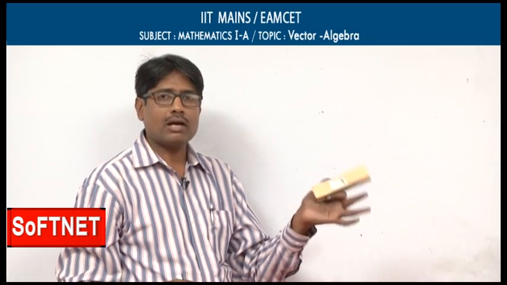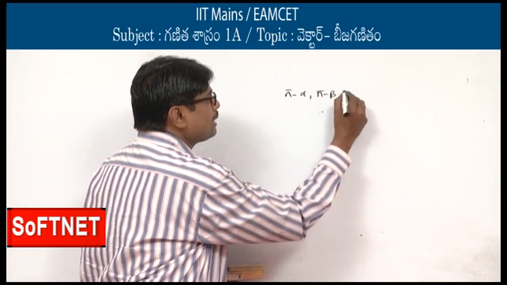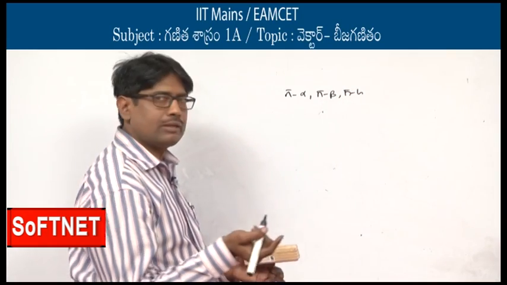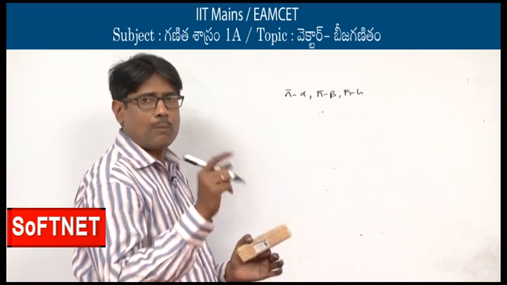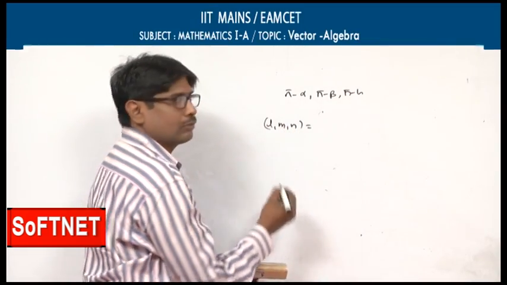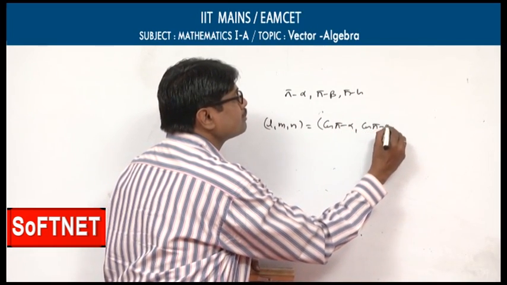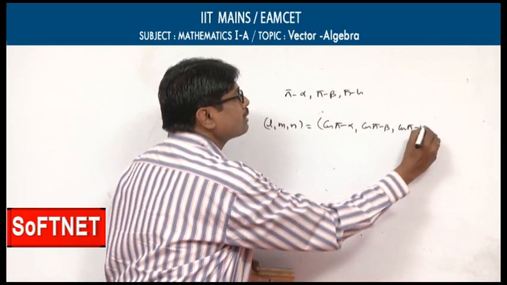Let r bar be a vector, with angles alpha, beta, gamma made by r bar with the coordinate axes. Then what will be the angles made by minus r bar, or you may call it the negative vector, with the coordinate axes? They will be pi minus alpha, pi minus beta, pi minus gamma. Then the direction cosines of the opposite vector, L comma M comma N, will be cos of pi minus alpha, cos of pi minus beta, cos of pi minus gamma.